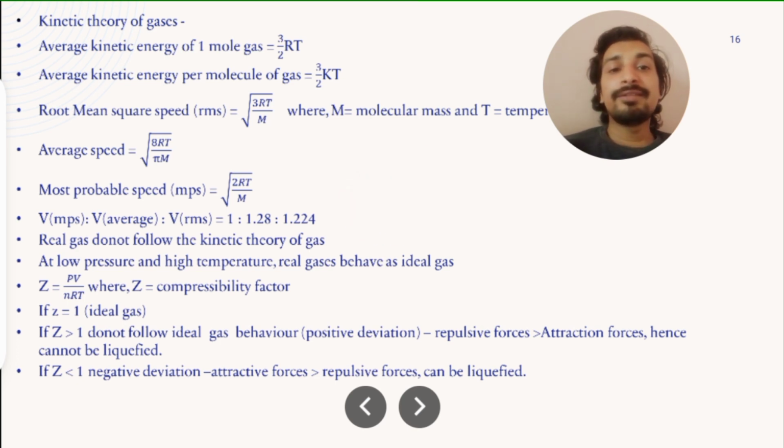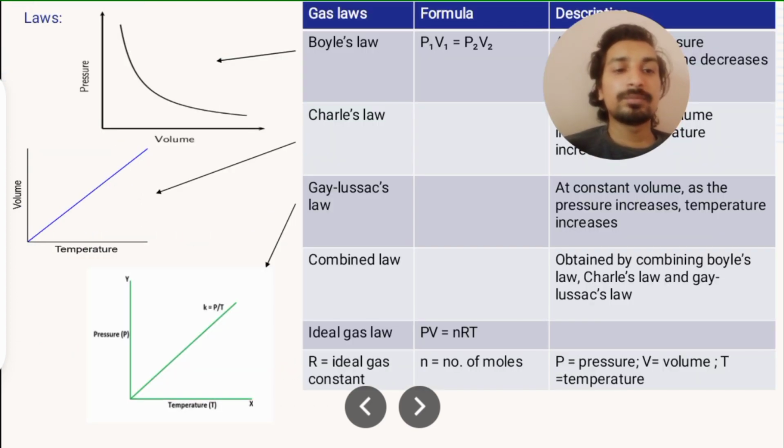Then you have real gases, which do not follow the kinetic theory of gases. Only ideal gases will follow it. Real gases don't follow. At low pressure and high temperature, real gases behave as ideal gases. And Z is equal to PV by nRT. If Z is equal to 1, it is an ideal gas. So Z equal to 1 means PV becomes equal to nRT, the ideal gas equation. So it's an ideal gas. And if it's greater than 1, it does not follow the ideal gas equation. It is called positive deviation. And when Z is less than 1, it is called negative deviation.